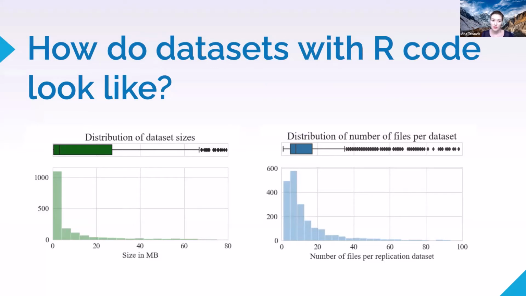Then what else can we find out about these data sets in general? The distribution of the number of files. How many files do we have in a data set? Is it just one data file, one code file, one documentation file, or are there many files? Turns out there are many files, often less than 20, but less than 10 in most cases. And these are not all possible datasets on Dataverse, but only the ones that contain R code.